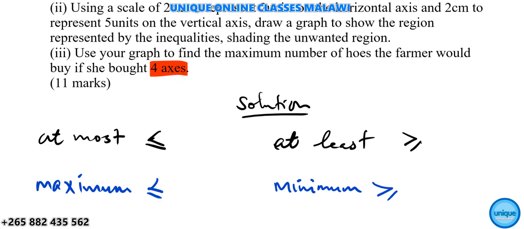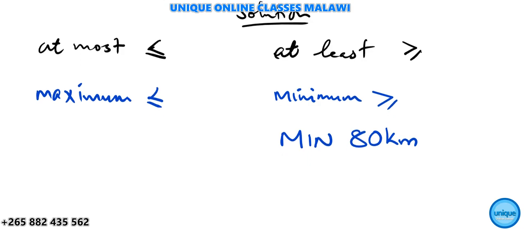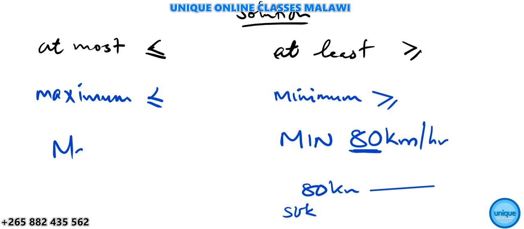A good example is the road signs. They say the minimum speed is 80 kilometers per hour, so you should start driving at 80 kilometers per hour onwards. If you slow down and go at 50 kilometers per hour, you will be breaking the law. Whereas for maximum speed, we can write in this illustration that the maximum speed is 80 kilometers per hour.